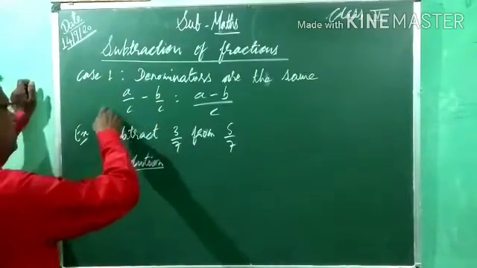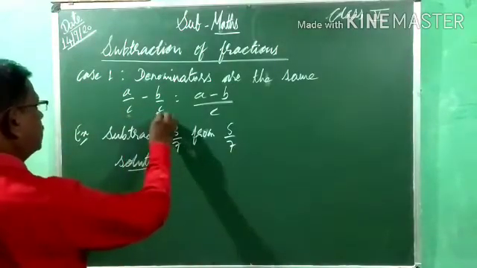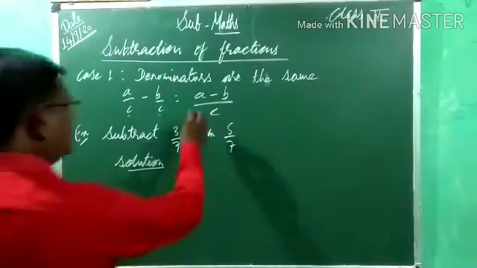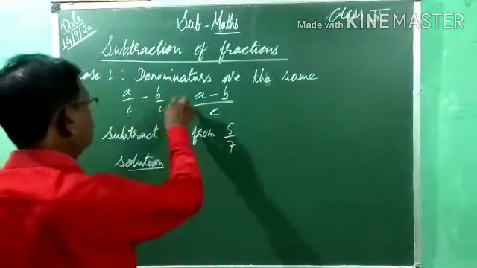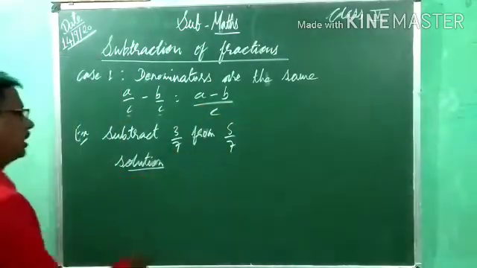For example, the fractions given are a by c minus b by c. Here in both fractions the denominator is the same, c. So write that c one time. Now a minus b, (a minus b) whole divided by c. Understood? If the denominator is the same.